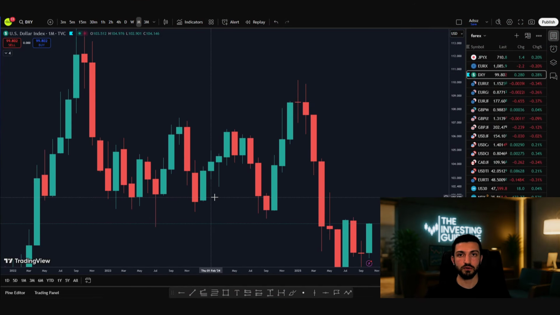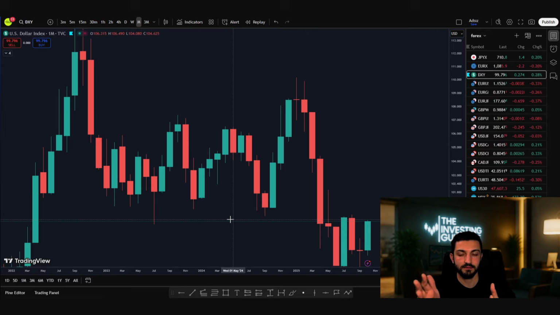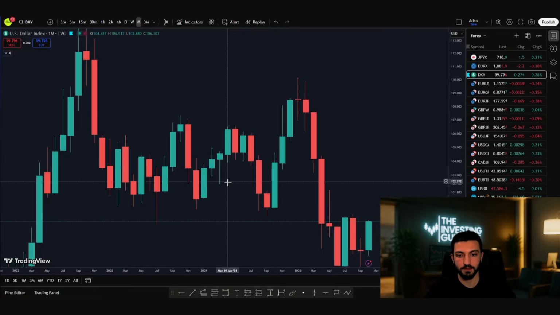Time frames simply show the same story from different distances. You can imagine it like this. The weekly chart is like looking at a mountain from a drone. You see the structure. The daily chart is like walking on the trail. You see details. And the 15-minute chart is like being under the trees, too close to see the big picture. Let me show you what I mean by this.